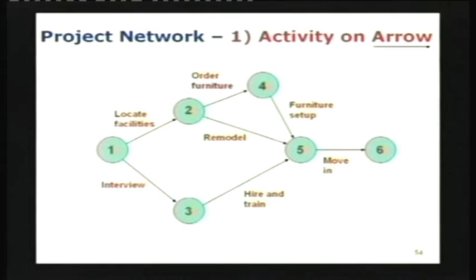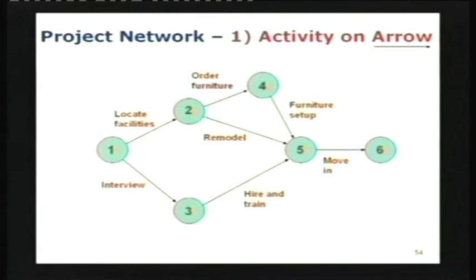Node number 5 is when you've got the furniture all set up, when you've got remodeling of the facilities done, maybe erecting some new walls, installing cameras and stuff like that. You've done all that. And also you've got the human side taken care of. You've got the hiring done, you've got the training done. When all these three things are done, only then you can move in. So you see the node here, which is 5, that's a milestone. When I've got furniture setup done, remodeling done, and hiring and training done, I've accomplished 3 milestones. I've reached this node that is designated 5.